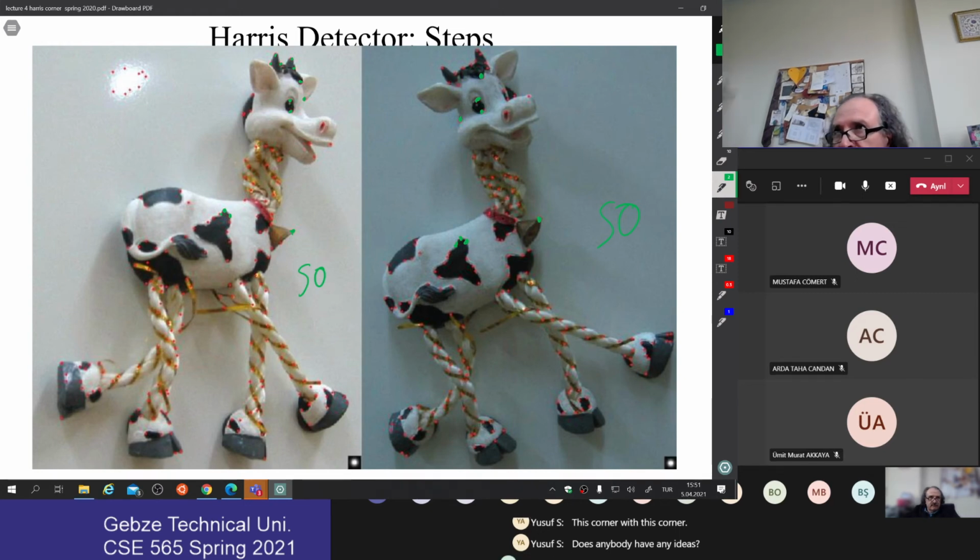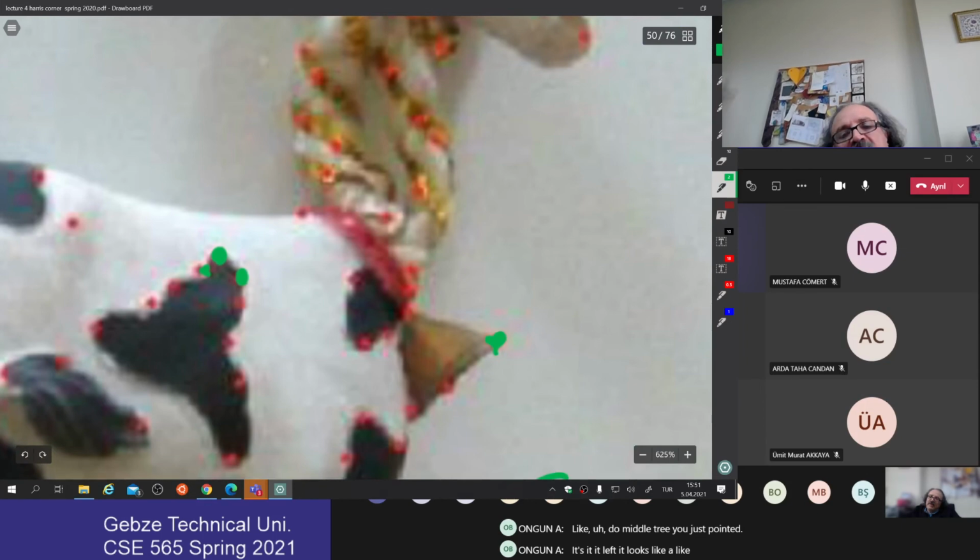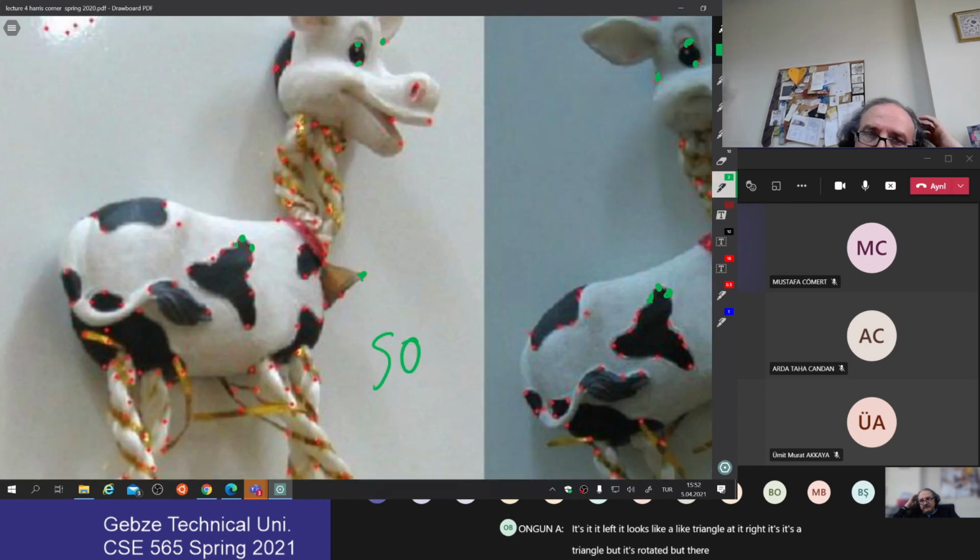Can we cluster the patterns and match the pattern? What do you mean by pattern? Like the middle tree you just pointed. At left it looks like a triangle. Yeah. At right it's a triangle, but it's rotated. It's just a scale issue, I think. Rotation and scale maybe, but mostly rotation. But the pattern is the same, yeah.